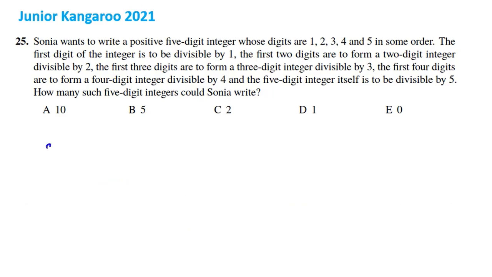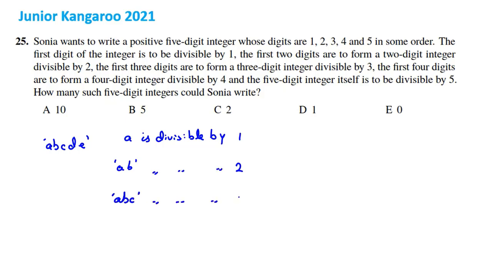Okay, so if you write a number like this, ABCDE, A is divisible by 1, AB is divisible by 2, ABC is divisible by 3, ABCD is divisible by 4, ABCDE is divisible by 5.